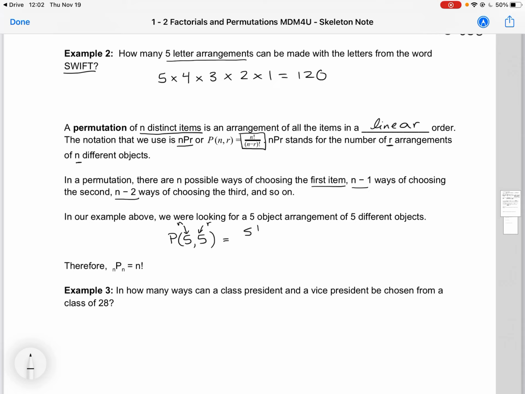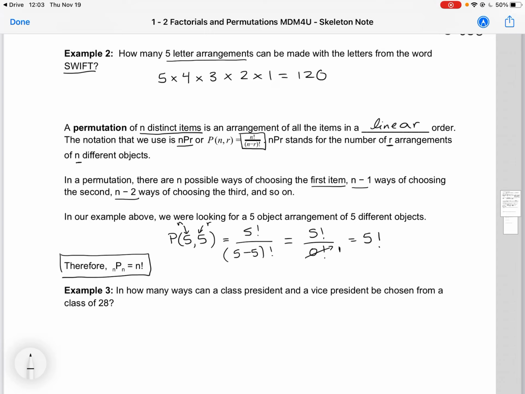So we can evaluate this as 5 factorial over 5 minus 5 factorial. This simplifies to 5 factorial over 0 factorial. Fun fact, 0 factorial is actually equal to 1. So this is just equal to 5 factorial. Therefore, if we're choosing n objects in n arrangements, our number of permutations is just n factorial, which is a special case. So let's do an example of using this notation.